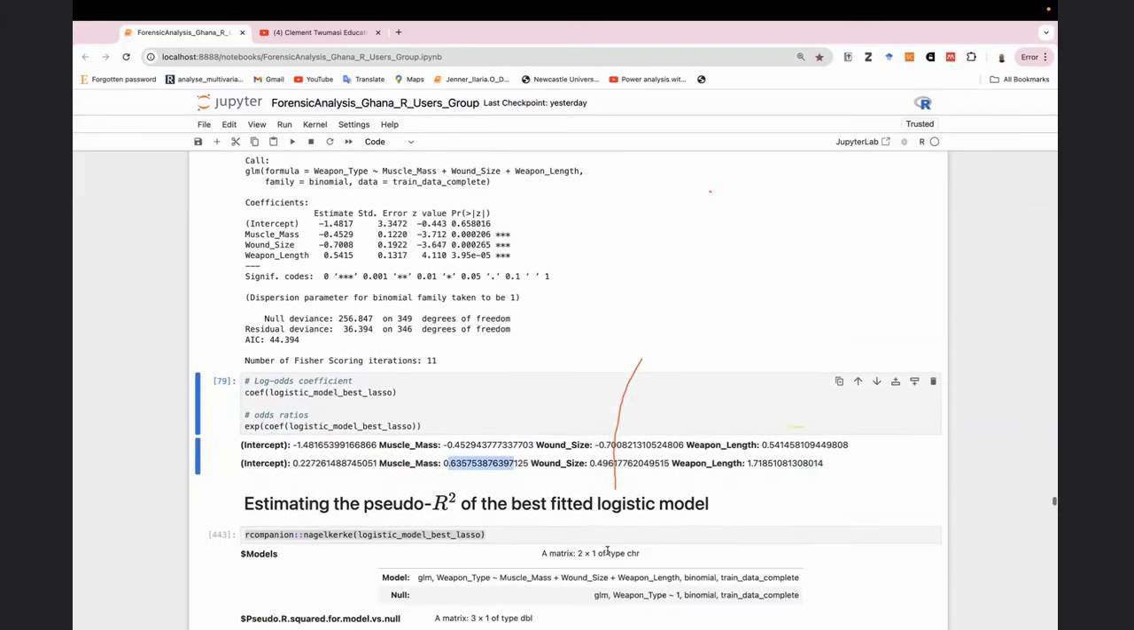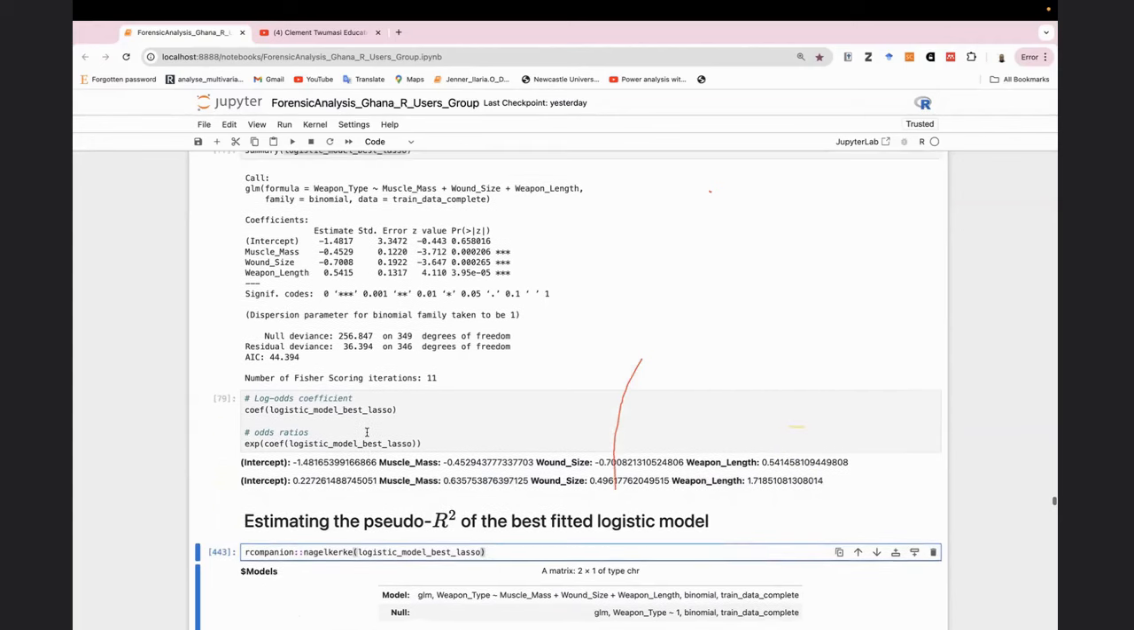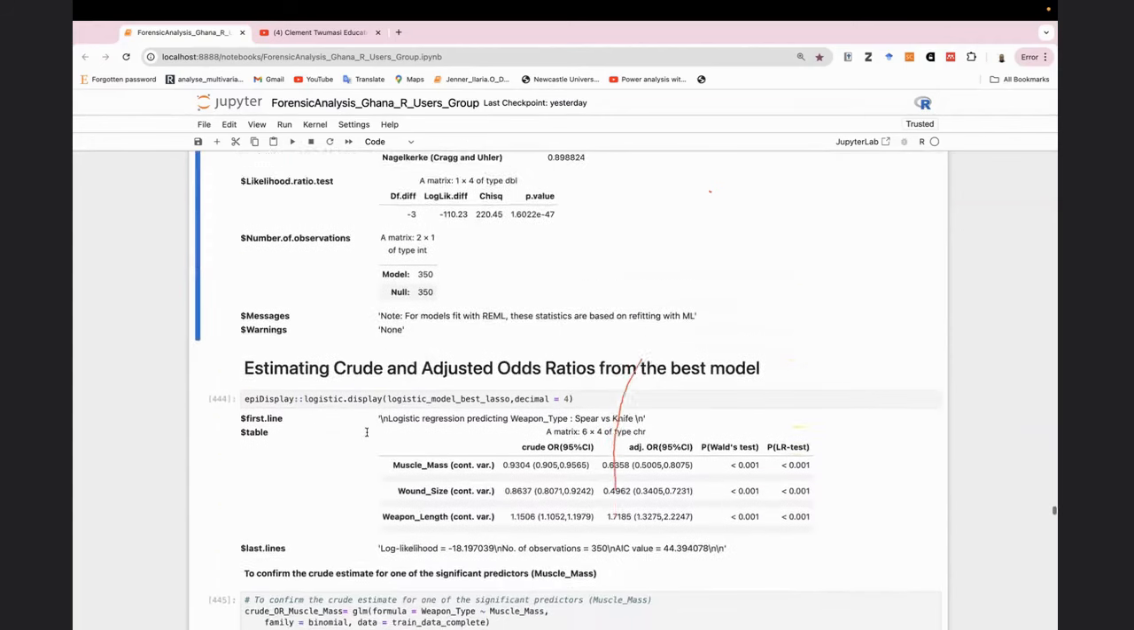Fine. But there's a package to do that for you without having to do this manually. And it will even give you the confidence interval, the p-values and everything.